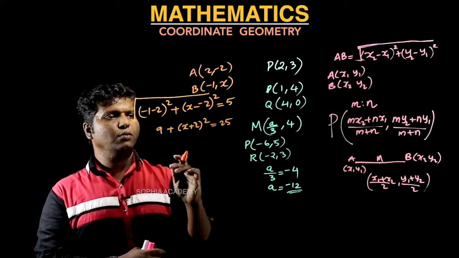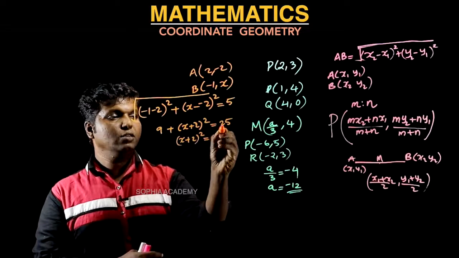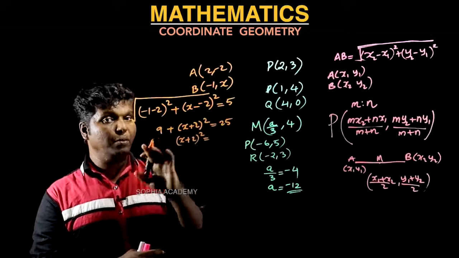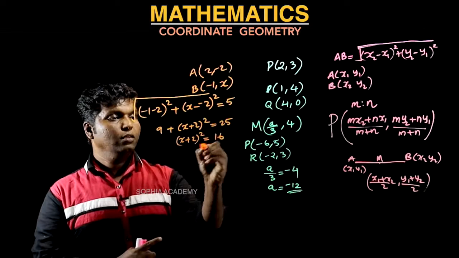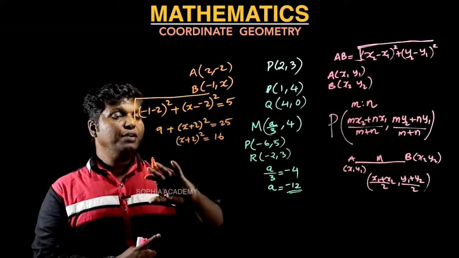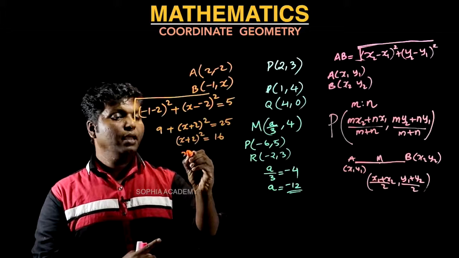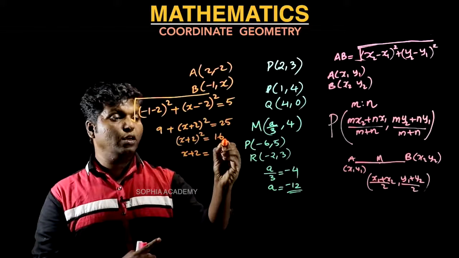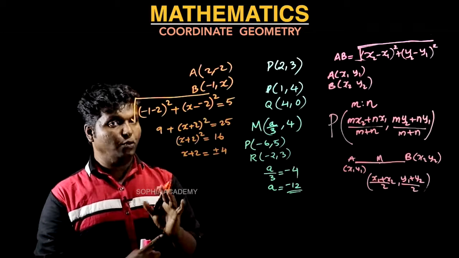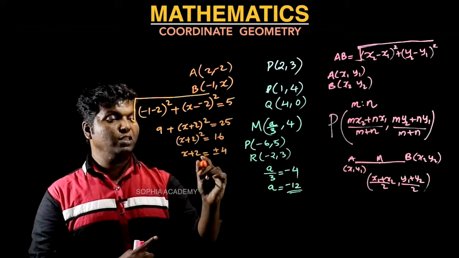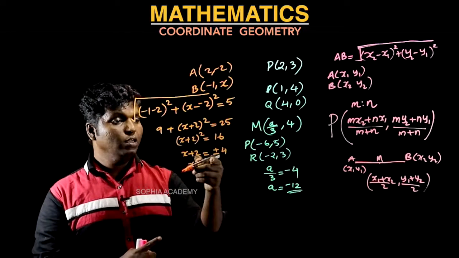Now taking 9 to that side, what you will get? x plus 2 the whole square is equal to 25 minus 9. What is 25 minus 9? It is 16. Now, if you are taking the square roots on both sides, it will become x plus 2 is equal to plus or minus 4. You got it, x plus 2 is plus or minus 4. Now, x can be plus 4 or it can be minus 4. So, what will you take here?